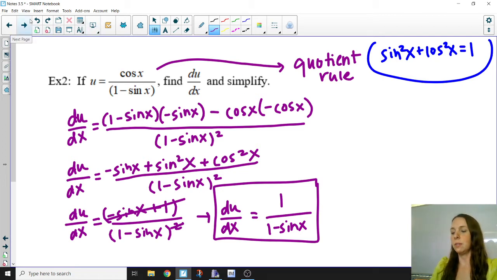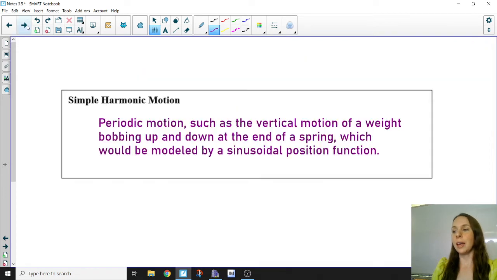Now the fun. Now that we are talking about derivatives of trig functions, we can have some fun with what is called simple harmonic motion. Okay, so here's a little definition of simple harmonic motion. It is periodic motion such as the vertical motion of a weight bobbing up and down at the end of a spring, which would be modeled by a sinusoidal position function. Okay, sinusoidal position function means the position function could be a sine or a cosine.